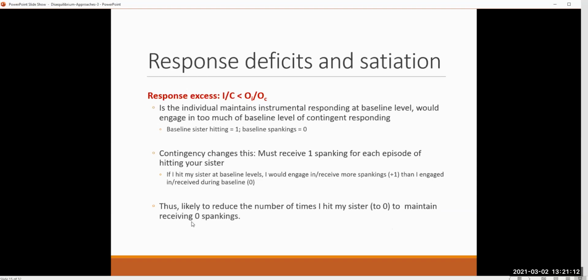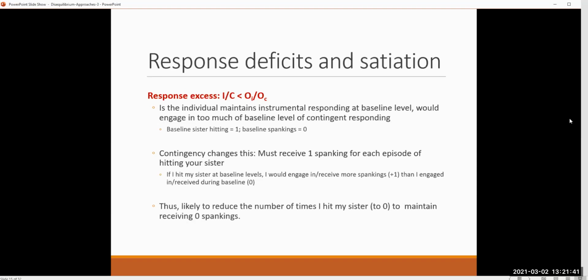Now, a response excess is the opposite. Here the I over C has to be less than the OI over OC. So the instrumental consequence ratio has to be less than the baseline instrumental to baseline contingent response. All right. So if the individual maintains instrumental responding at baseline level, they would engage in too much of the baseline level of contingent responding.